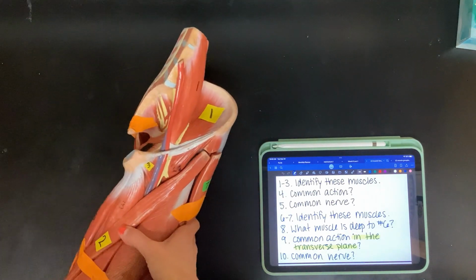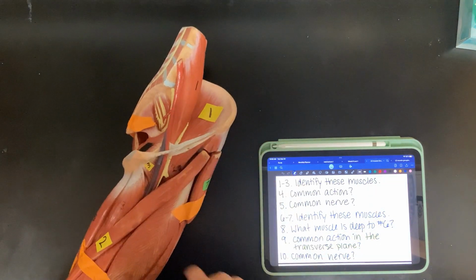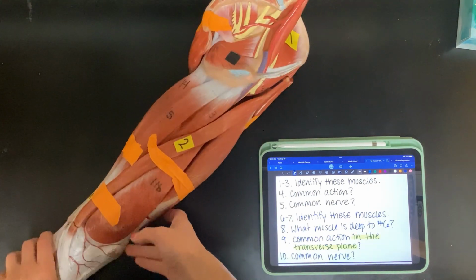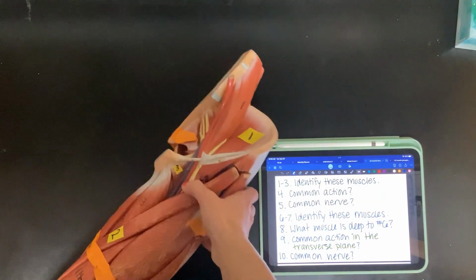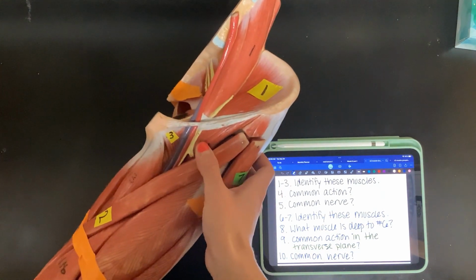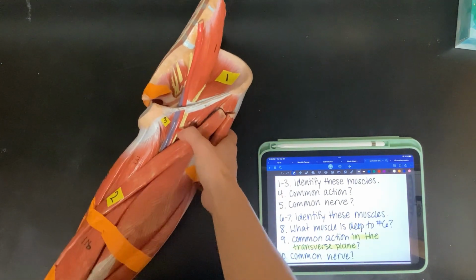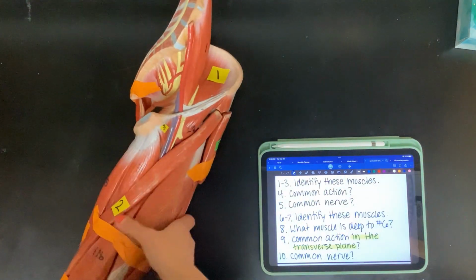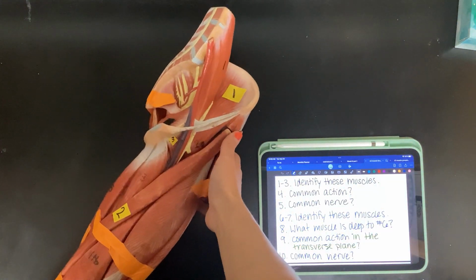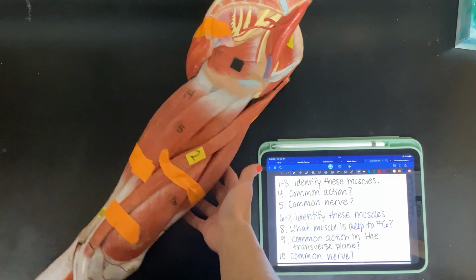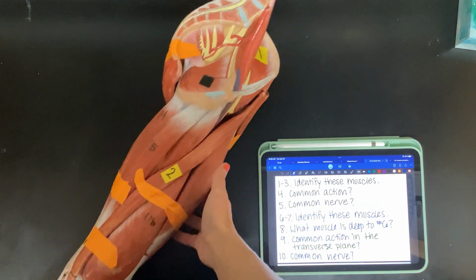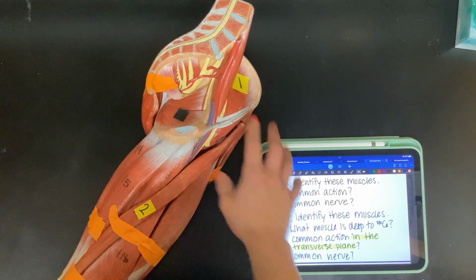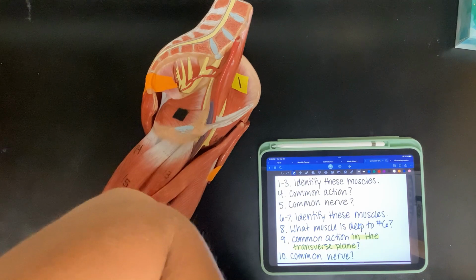So here we have IDs 1, this is 2, and 3. Of course, feel free to fast forward or pause the video whenever you need to make sure you get all your answers. And then make sure you answer 4 and 5, so their common action and their common nerve.